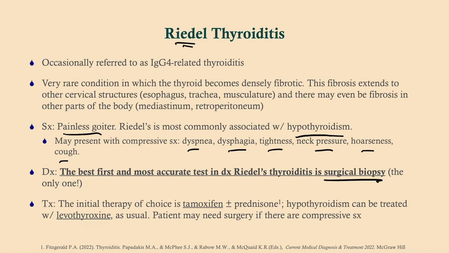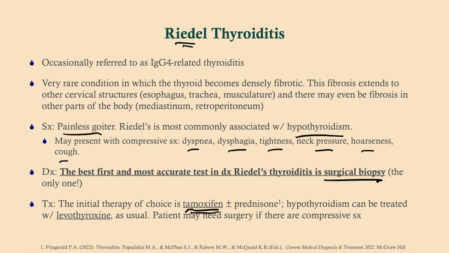The initial therapy, this is another unique one, and this is new. It's tamoxifen. What the heck? That's something we give for breast cancer. Why does it work in Riedel's thyroiditis? I have no gosh darn clue. But we give tamoxifen. You can give prednisone with it, but tamoxifen is the drug of choice.